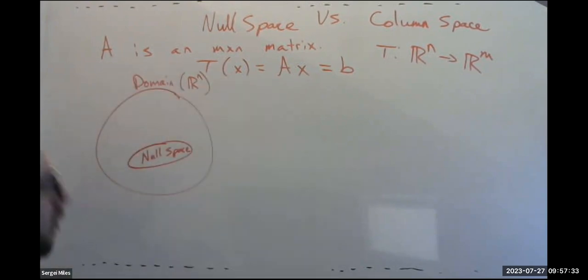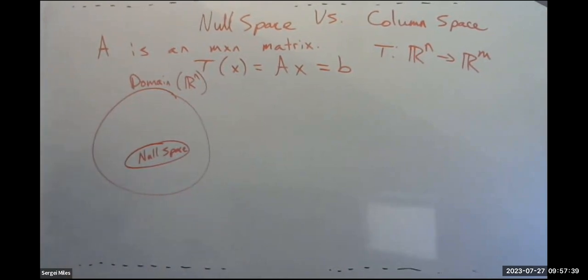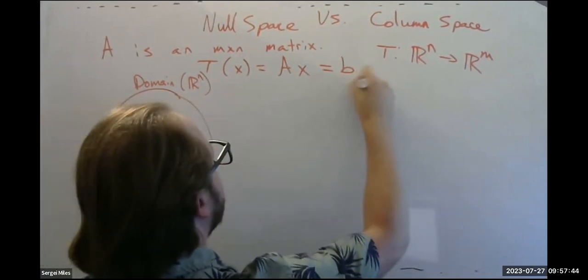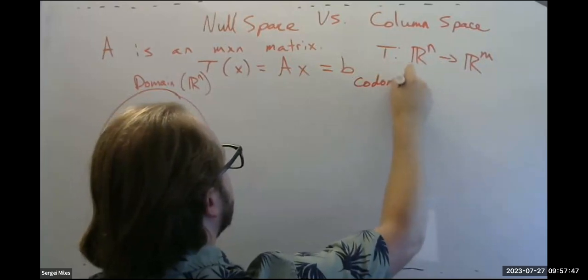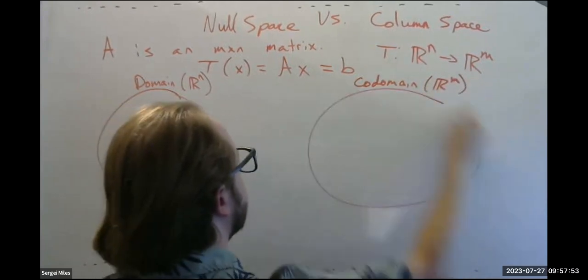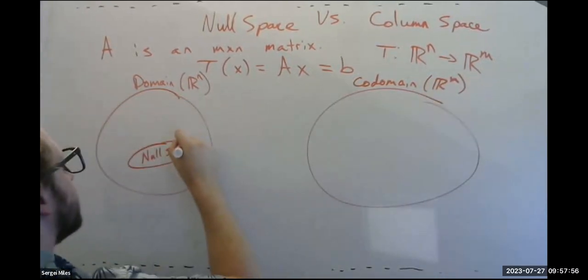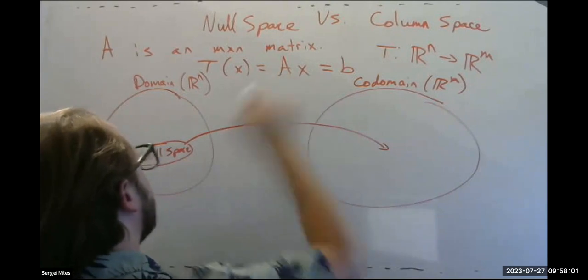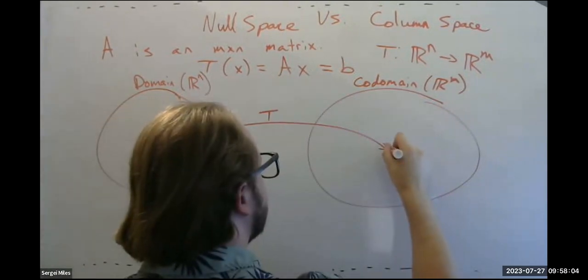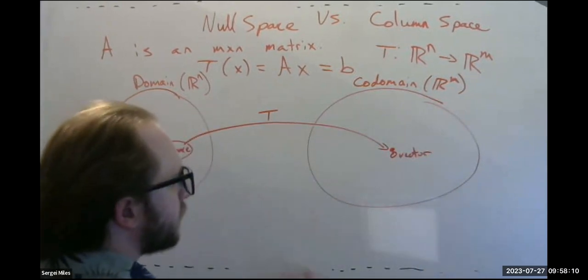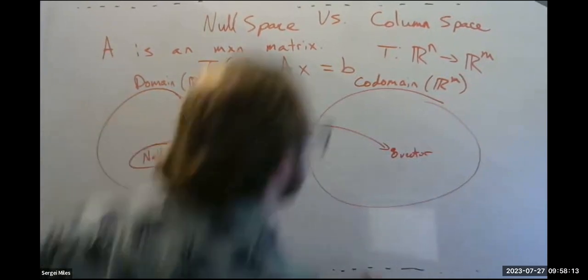It could possibly be all of the domain if you have some kind of transformation which just turns everything into 0. But whatever it is, the null space is just the set of things where, if we look at the codomain, Rm, this is my set of the codomain. The null space is the set of stuff that when I plug it into my transformation, when I multiply it with matrix A, it results in the 0 vector, right? So this 0 vector is a possible output.